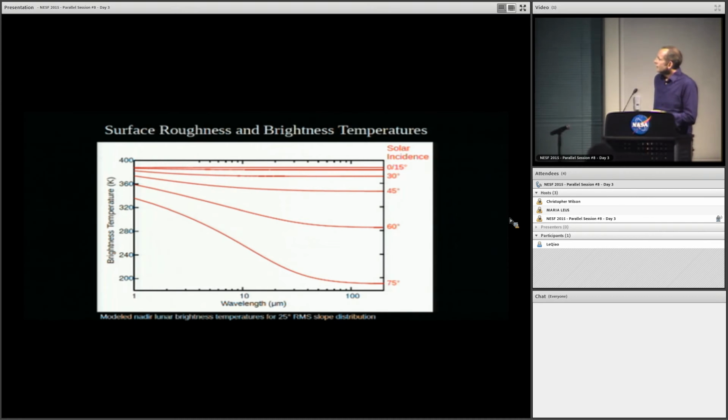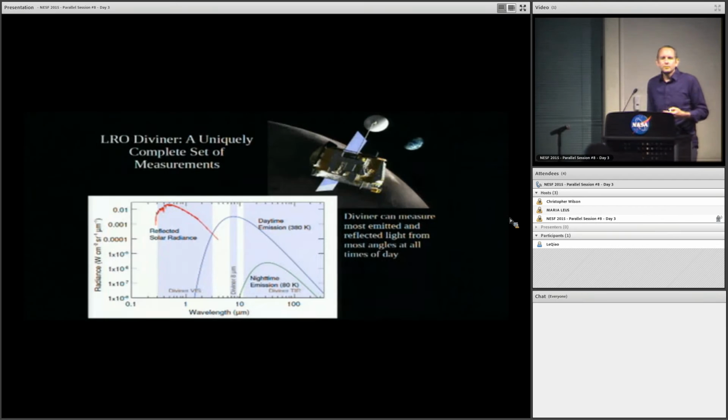And what you'll see is that if we measure the brightness temperature out at 100 microns at 5 p.m., for a 25 degree RMS slope distribution, which is roughly about what we see for most of the lunar surface, we come up with a temperature that's below 200 Kelvin. And if we looked at that same surface at a couple of microns, at much shorter wavelengths, we're up above 300 Kelvin. So depending on the wavelength that you look at the surface, you're going to get a very different perspective of how warm or cold that surface is.